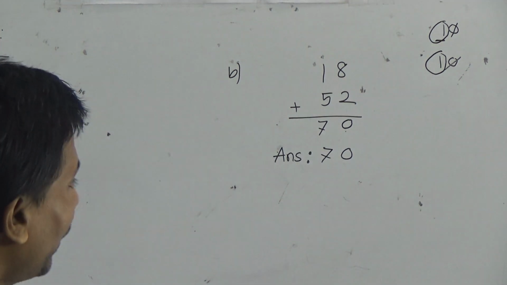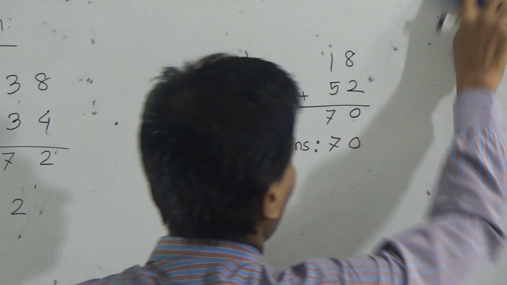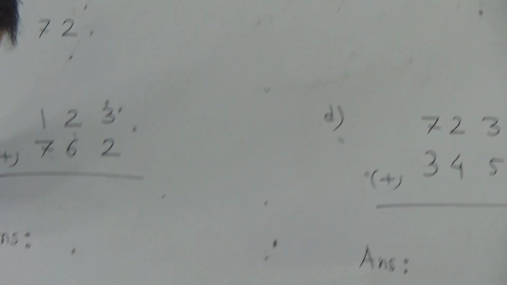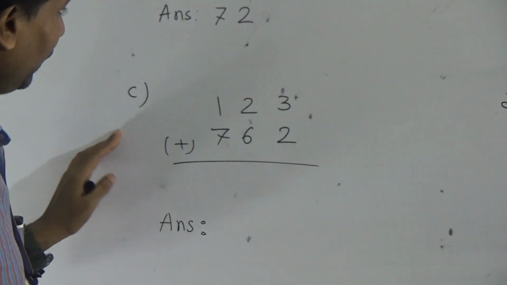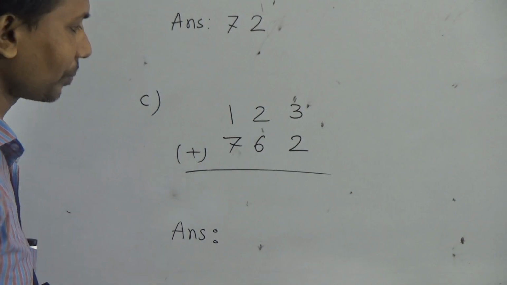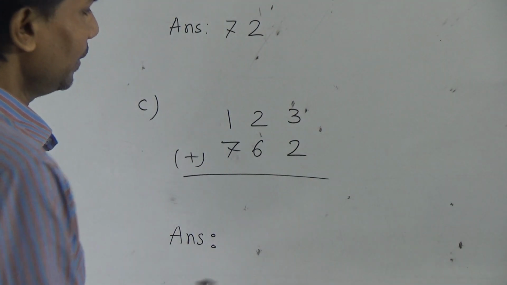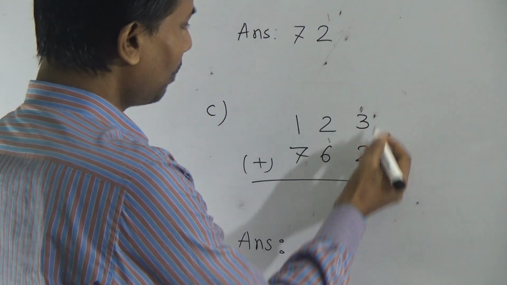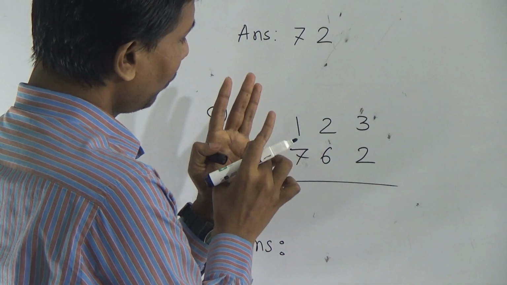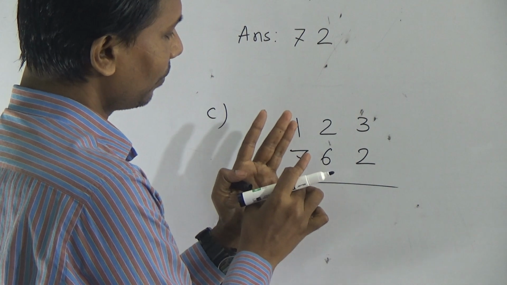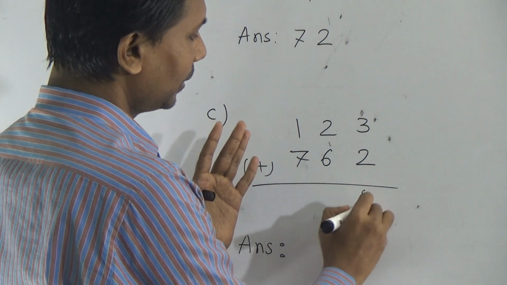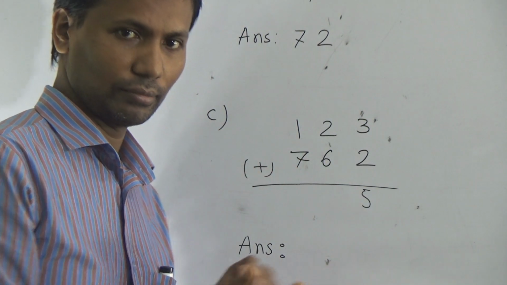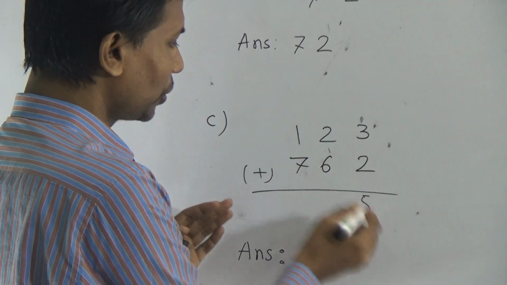Now I will solve the next number, that means the C number. You see the C number question. This is so much easier for you, I think. This is 3 plus 2: 3, 4, 5. This is addition without carrying. 3 plus 2, 5.